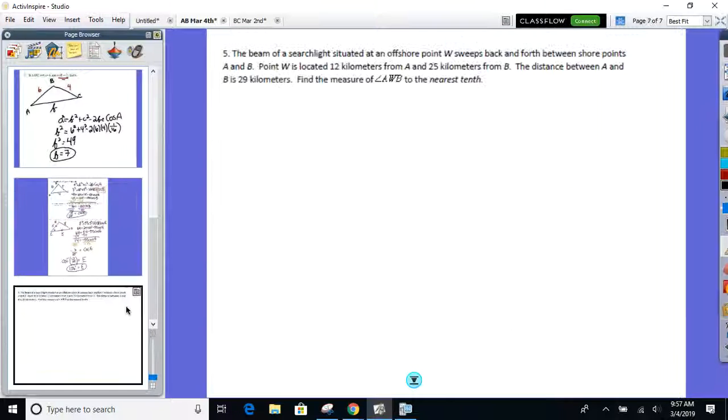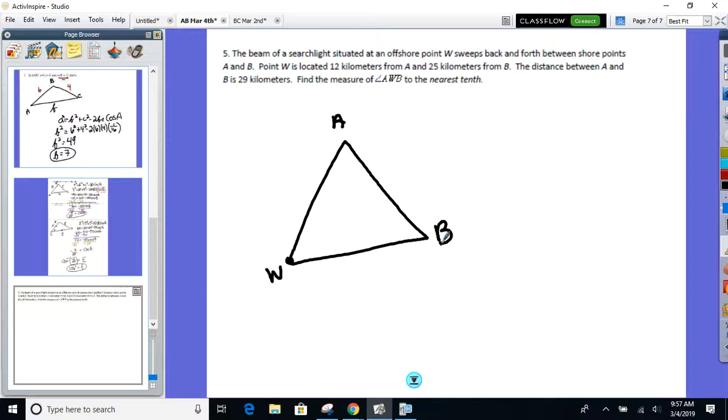All right, last one. I'm going to set it up and watch you solve it on your own. The beam on the searchlight is situated at an offshore point W. It's going to sweep back and forth to points A and B, so it looks like I have triangle WAB. W to A is 12 kilometers, W to B is 25, and A to B is 29.